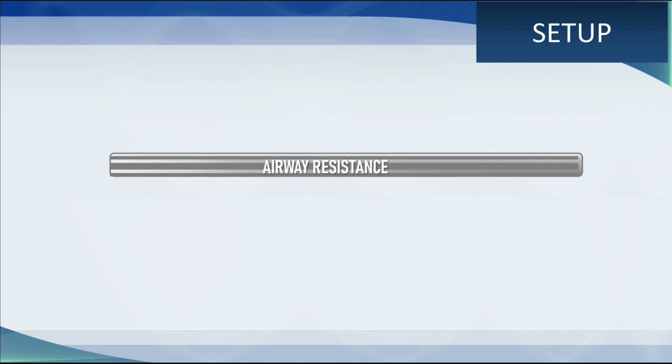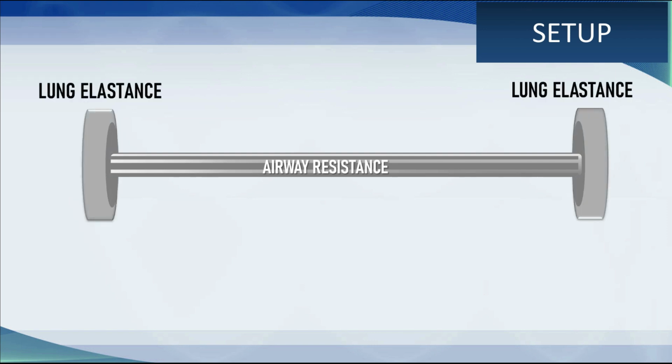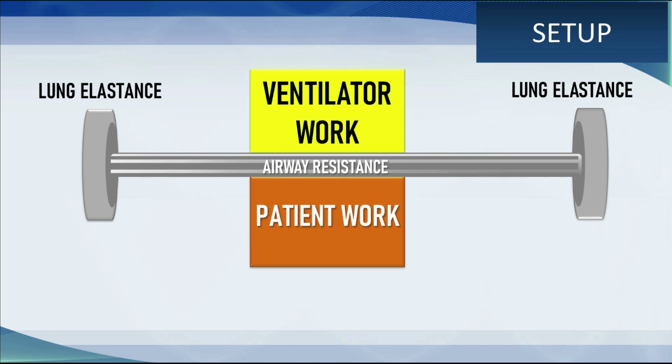So let's just make the barbell the airway resistance, and the elastance is equivalent to the weight on the end of the barbell. Now, elastance is the tendency of lungs to collapse back on themselves. It's the inverse of compliance or the stretchability of the lungs, but we're going to call it elastance now. The patient's work pushes up the barbell and the ventilator work lifts it up beyond what the patient does.